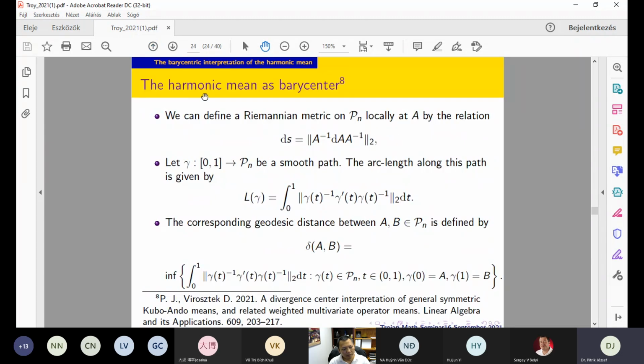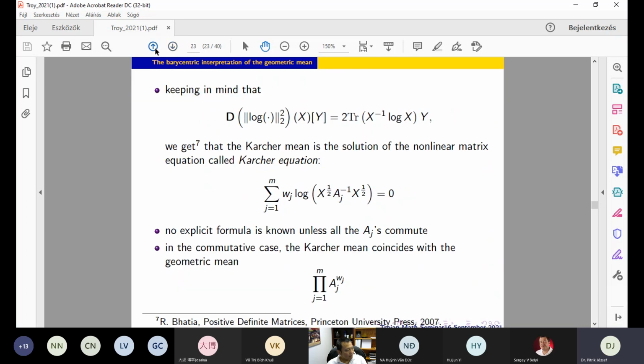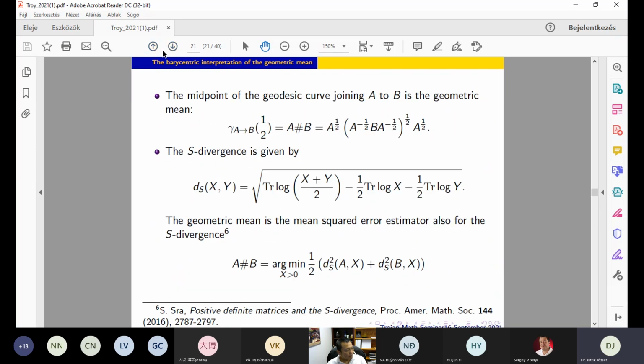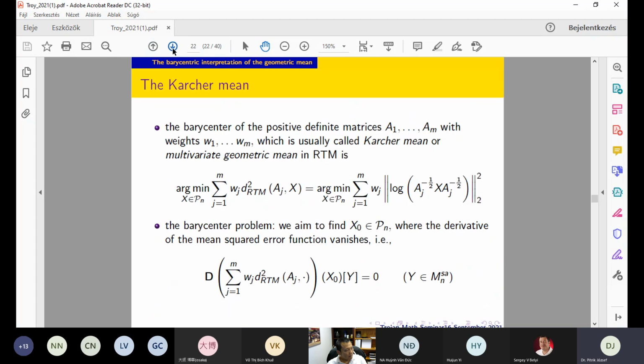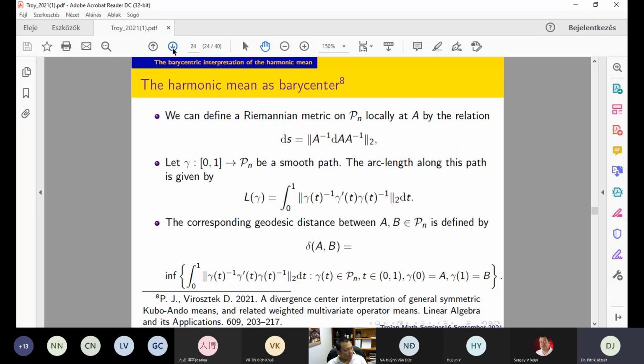So in these cases, the solutions of the barycenter problem are known, but we changed our point of view and tried to construct a divergence for which the given symmetric Kubo-Ando means will be the barycenters. That is what happened here. For an arbitrary divergence, trying to solve the barycenter problem should be very hard. It depends on the problem.